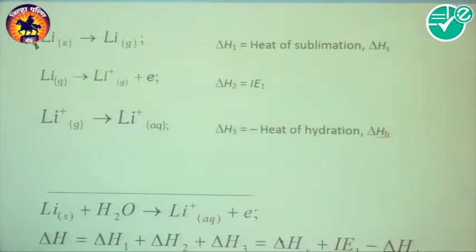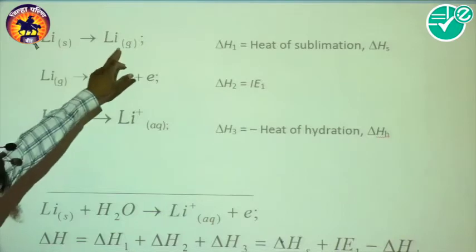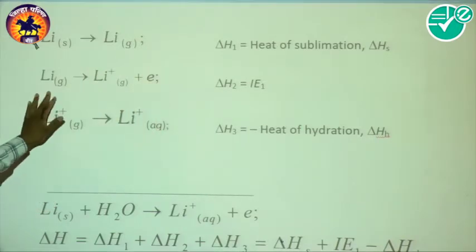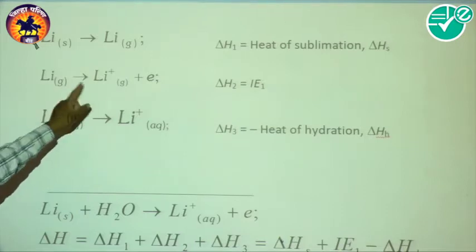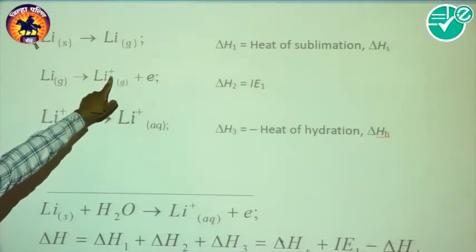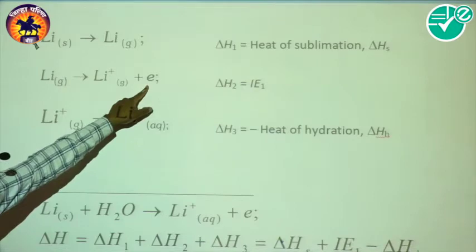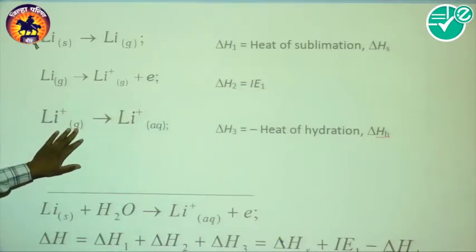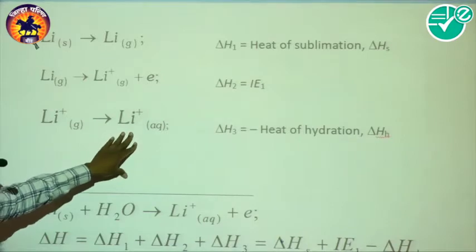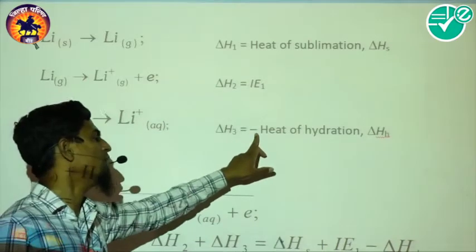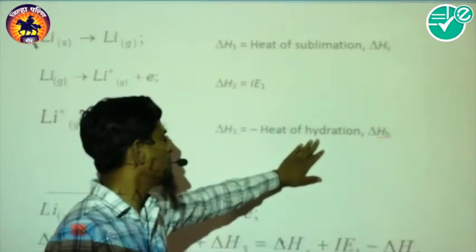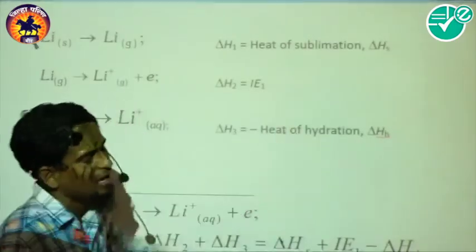Okay, see here now. Lithium first of all in solid state, you try to convert to gaseous state, that is heat of sublimation. Then after that, in the gaseous state, what you will do? You try to remove that valence electron. And after that, that Li plus from gaseous state is converted into aqueous state. At that time, whatever amount of heat is liberated is called enthalpy of hydration or heat of hydration.